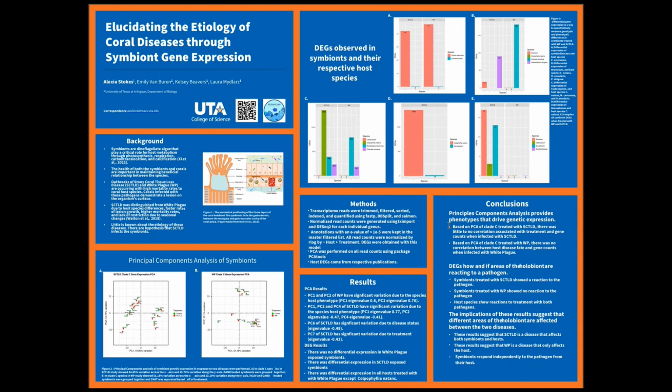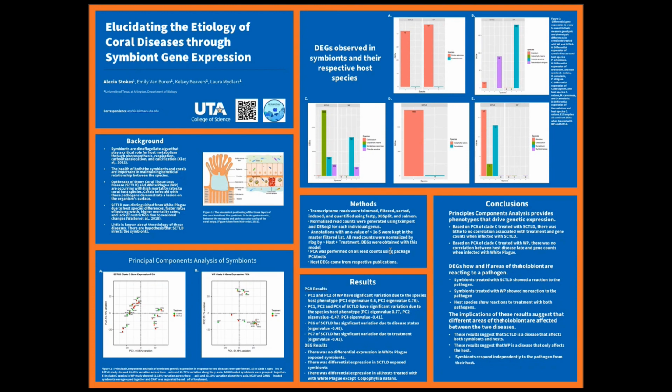Based on this, PCA of white plague infected symbionts showed variation only based on species host phenotype. Meanwhile, PCA of SCTLD showed variation based off of multiple factors such as species host phenotype, disease status, and treatment. With these results, we can come to several conclusions. One of these conclusions is that based off of PCA clade C treated with SCTLD, there's little to no correlation associated with treatment and gene counts when infected by this disease. Most of the variation came from host species.